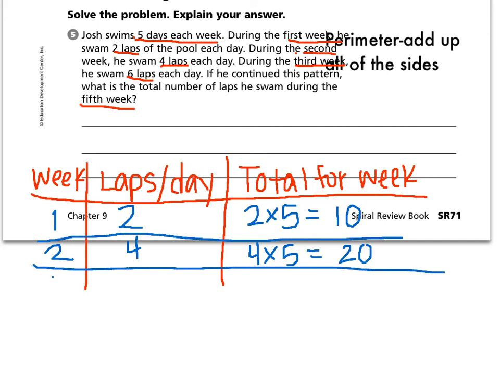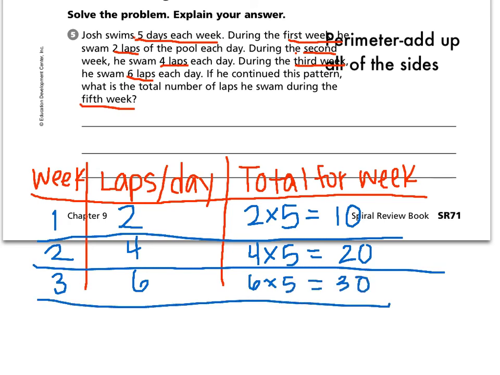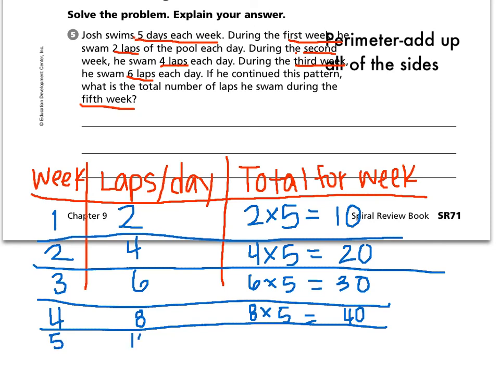For the third week, he swam 6. 6 times 5 is 30. For the fourth week, he swam 8. 8 times 5 is 40. And for the fifth week, he's going to swim 10. 10 times 5, which equals 50.